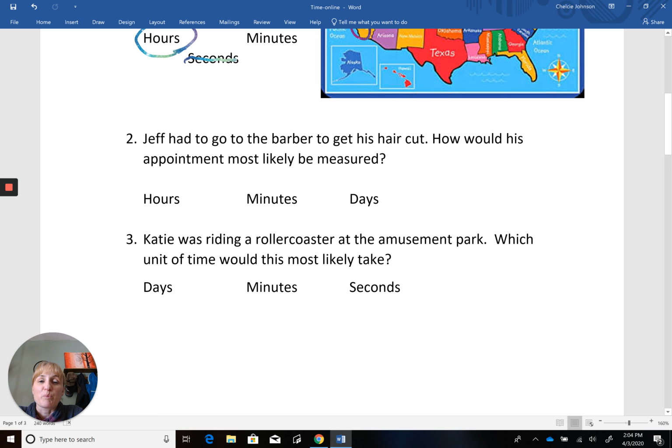Jeff had to go to the barber to get his hair cut. How would his appointment most likely be measured? All right, so if he's going to get a haircut at the barber, so not a beauty salon, so maybe it's a quick buzz or quick snip, would that be measured in hours, minutes, or days? So I'll let you think about that and kind of think about your throwaway one, the one that no way, no how is it going to be that.